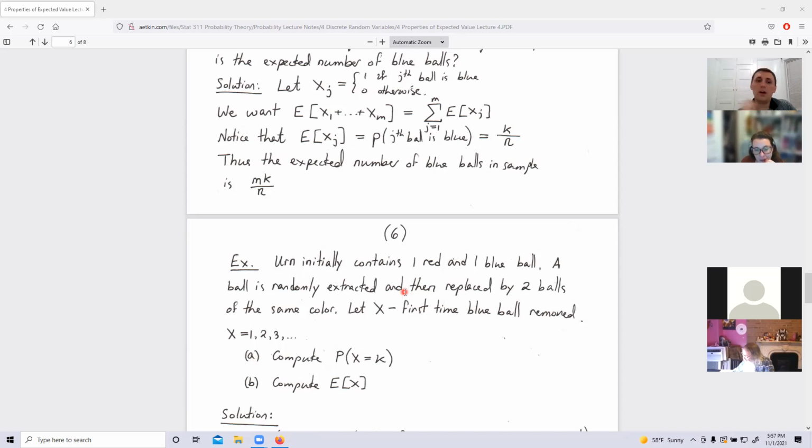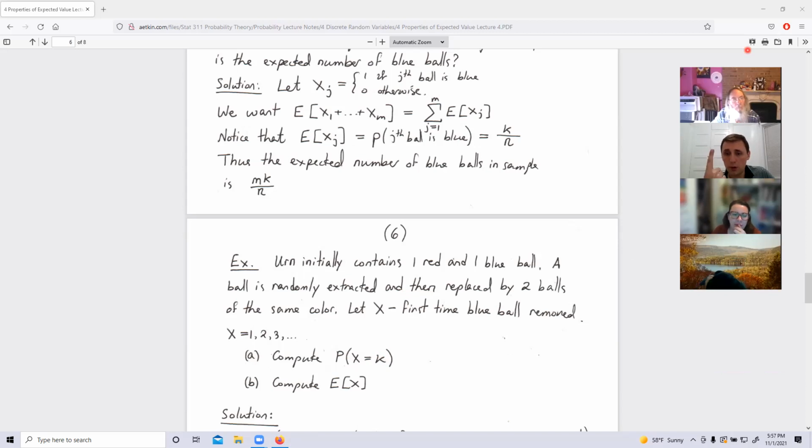Now I want you to tell me what is the probability that the first ball removed that is blue is on the kth trial. Make sense? So what's the probability I remove a blue ball for the very first time on the first trial, or on the second trial, on the third trial, right? So calculate the probability that X equals k, please.